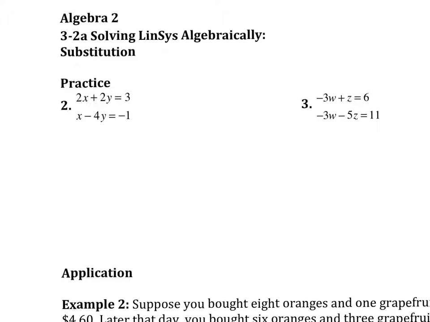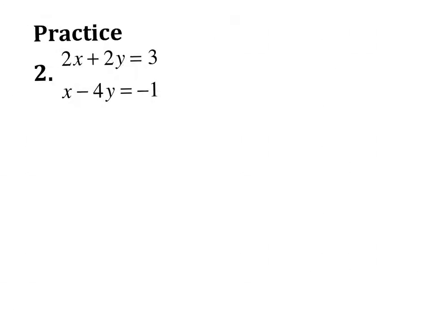So let's look at this problem here. As we see here, this one is easiest to solve for because it has a coefficient of 1, which means all we have to do is add the 4y to both sides. So in doing so, my next step is simply this, 4y minus 1. I just added 4y to both sides.